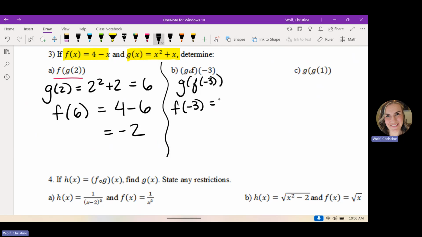So you go to your f, it's 4 minus x, so 4 minus negative 3, that equals 7. So now I actually want g at 7 because I have figured out that f at negative 3 is 7. So I really want g of 7. And g is x squared plus x, so that's 49 plus 7, 56.